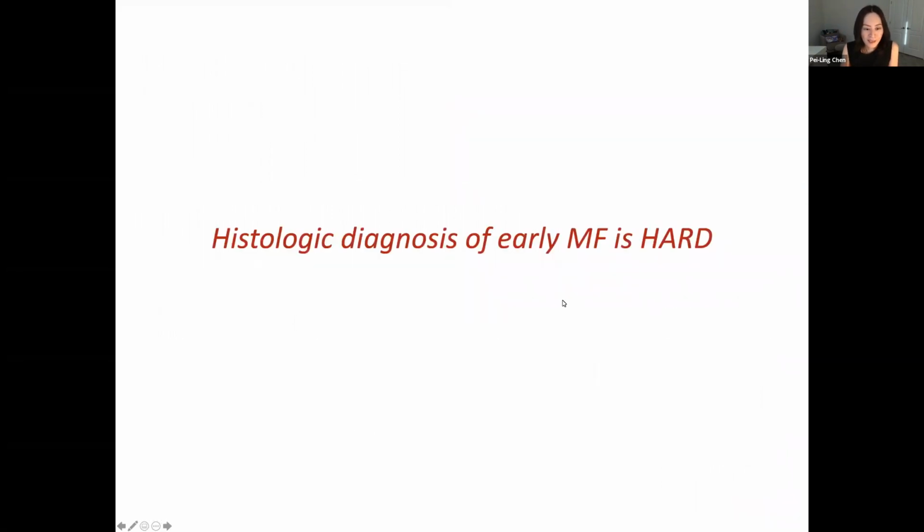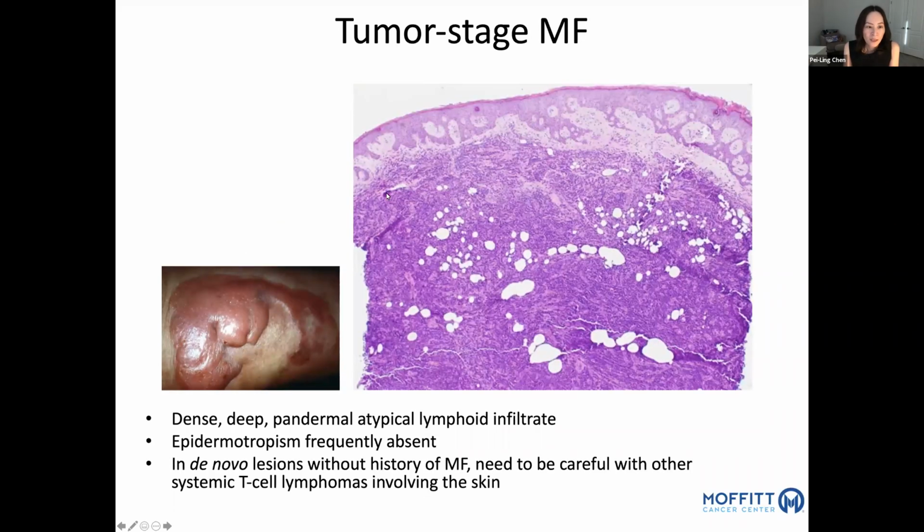So as you can see, histologic diagnosis for early mycosis fungoides is very challenging. Clinically, it mimics other benign skin entities. Histologically, sometimes it's also not very clear cut. It requires, I feel like I'm hammering the same message, a long course of many biopsies and patience from both the patients and also the treating clinician. Once we reach the tumor stage, the diagnosis is much more clear cut.